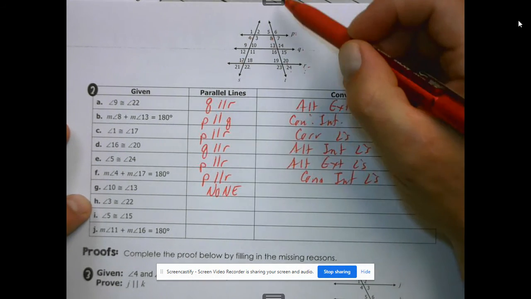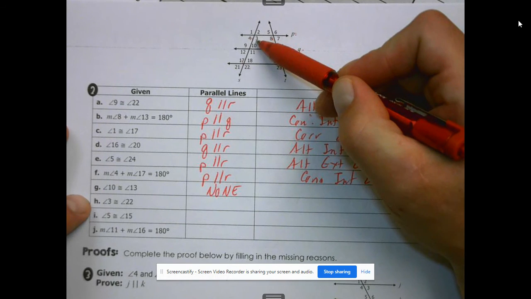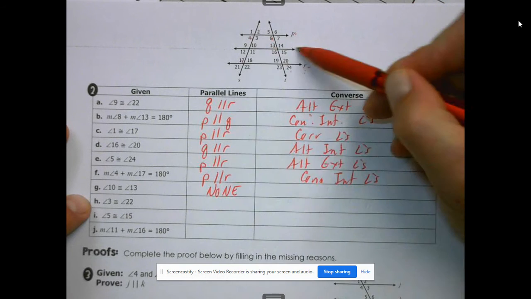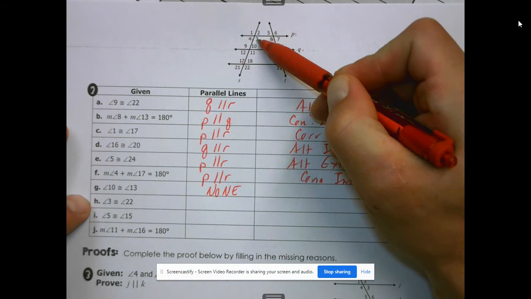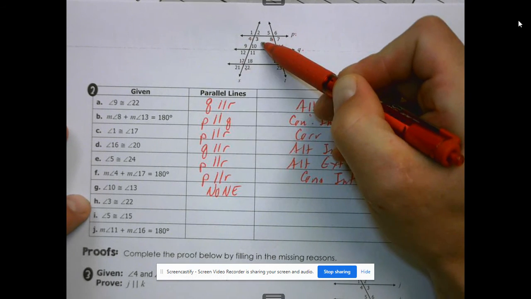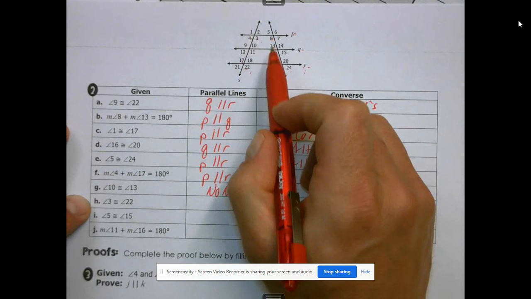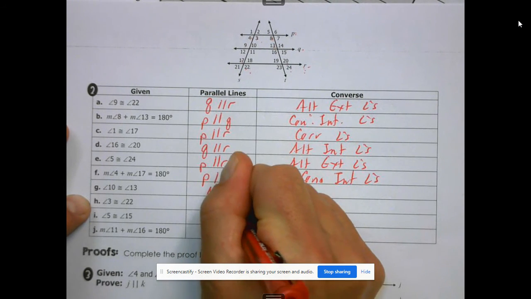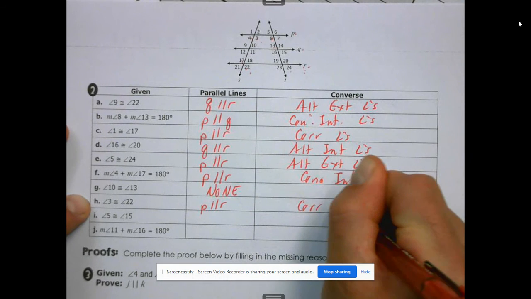H, 3 and 22. There's 3, there's 22. You do not need this middle line. Pretend it's not even there. 3, same side. One's inside, one's outside. These guys are corresponding angles. 3 is on P, 22 is on R, so P is parallel to R, corresponding angles.